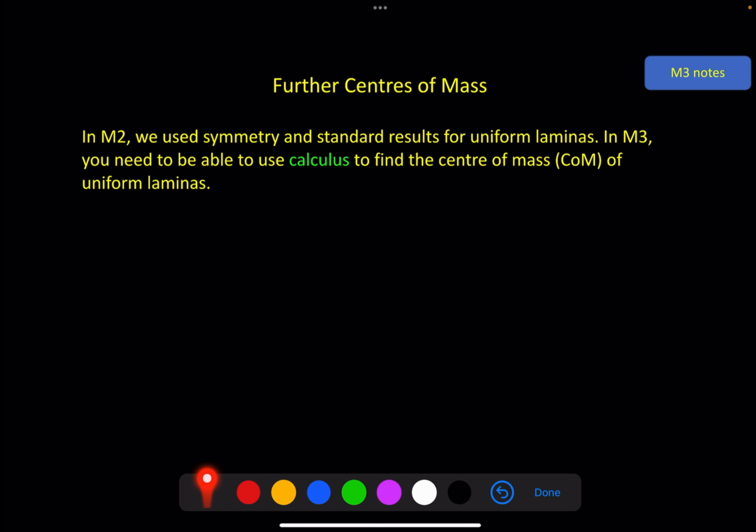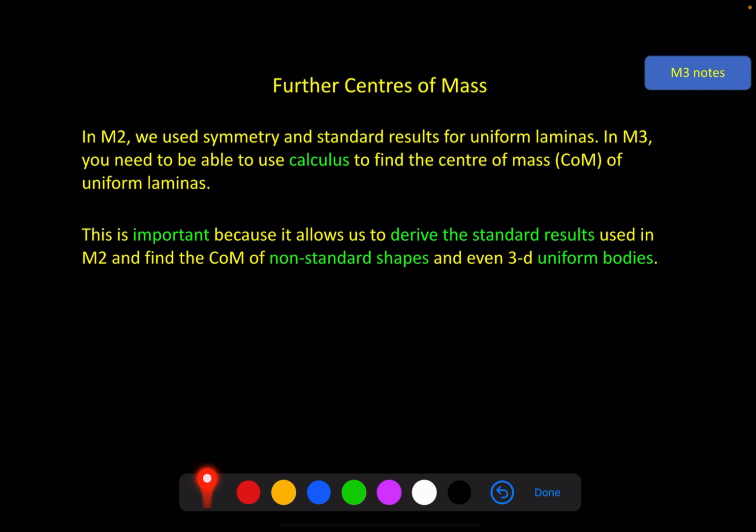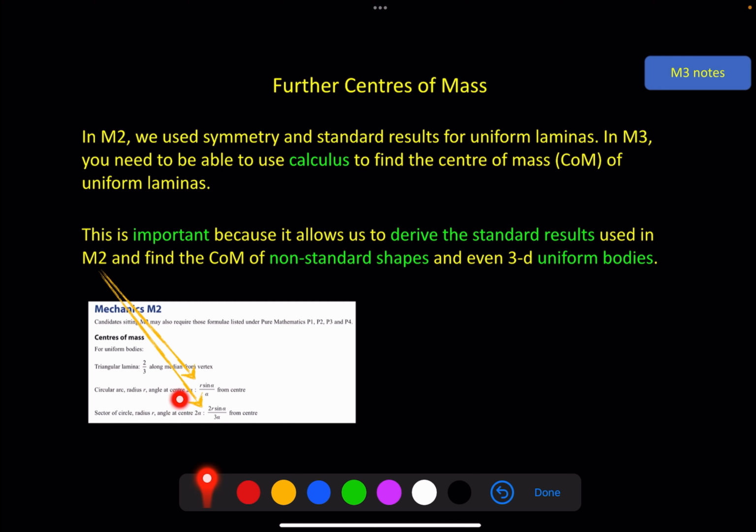In M2 we used symmetry and standard results for uniform laminas. In M3 we're still going to look at uniform laminas, but you need to be able to use calculus to find the center of mass. This is important because it allows us to derive the standard results used in M2, specifically those we didn't actually talk about where they came from, and find the center of mass of non-standard shapes, and even 3D uniform bodies. It's also important because some of your exam questions might specify to use calculus.